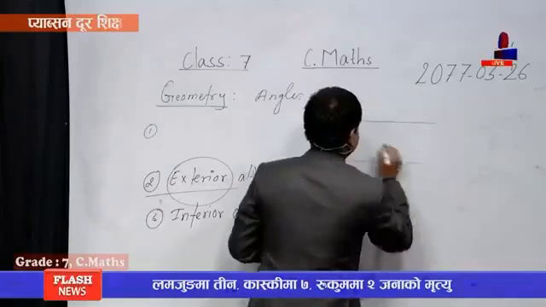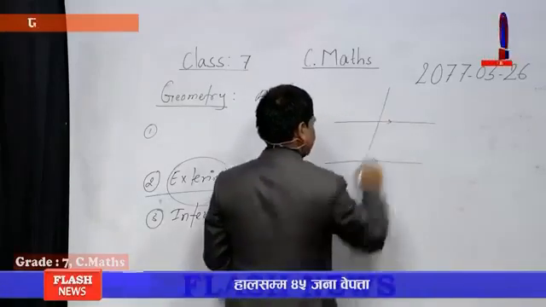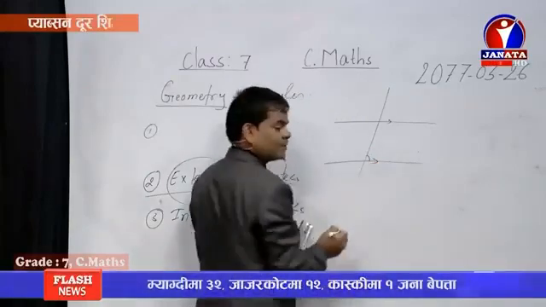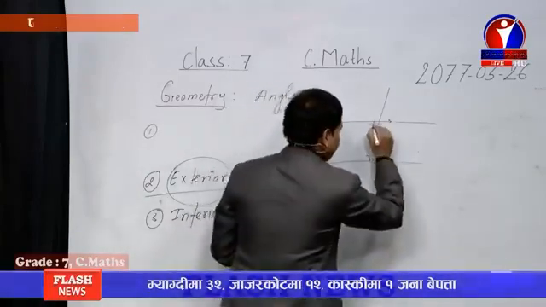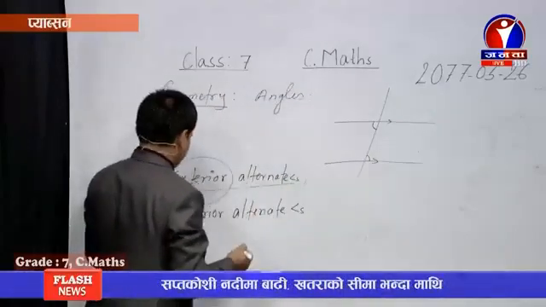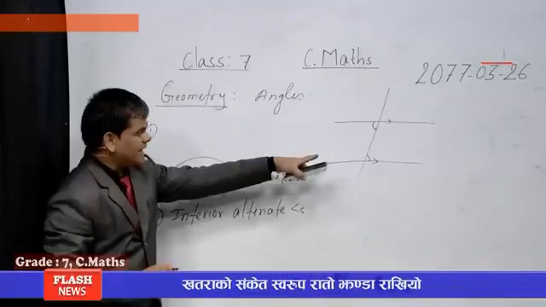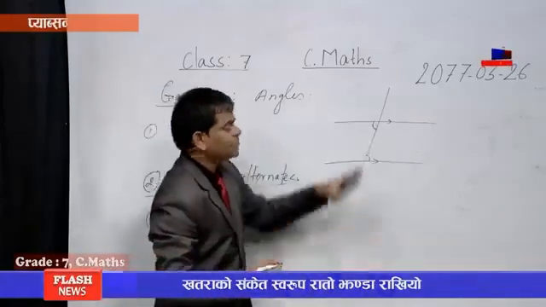For example, these two lines are parallel to each other. Now interior alternate angle means one angle is inside the lower parallel line, and another one is inside the upper parallel line, so both are interior, isn't it? Looking at the figure, both are inside the two parallel lines.